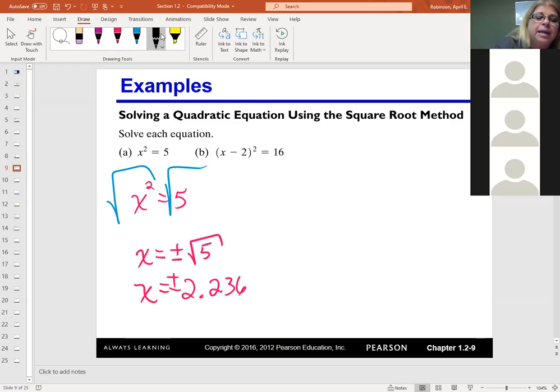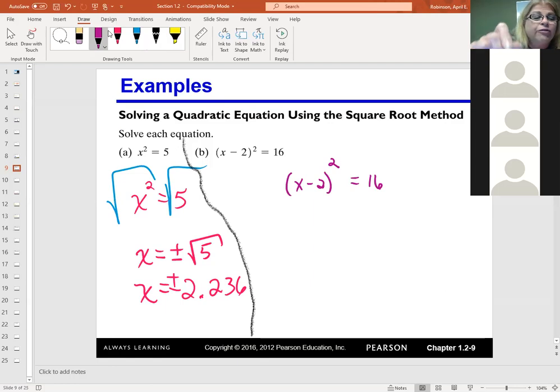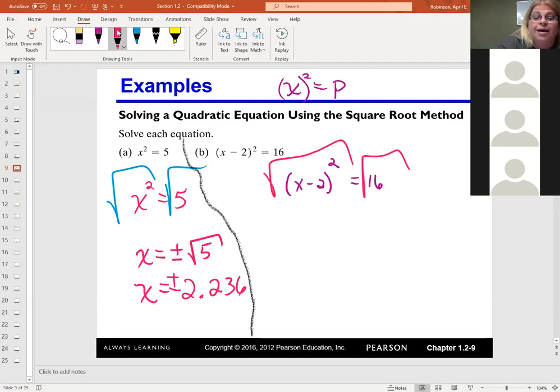Now, part B here, draw a line. When I first look at this, my first instinct is, oh my God, parentheses, get rid of them. Well, yeah, but because it's set up as x minus 2 squared equals 16, that is in the form they said on that previous slide where it said x squared is equal to p. It's just you've got more than just an x being squared. You can still square root both sides. That square root and this squared, they cancel each other out. So I'm left with x minus 2.